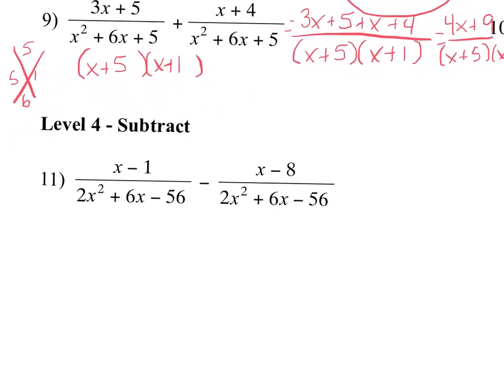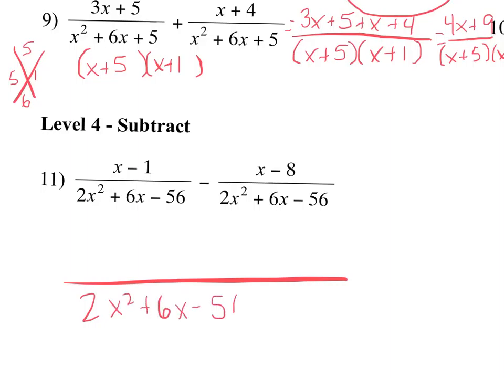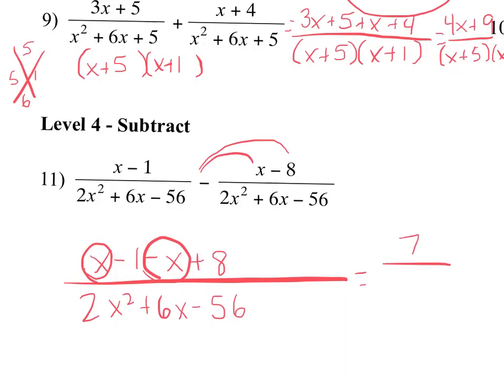Now number 11 is tricky because of the subtraction sign, so you want to make sure you're paying attention as you do this. We've got our common denominator of 2x squared plus 6x minus 56, and on top we've got x minus 1, and then we've got a minus x minus negative 8 or plus 8. So that would give us x minus x cancels out, negative 1 plus 8 gives us 7. On the bottom we could pull out a 2, which would leave us with x squared plus 3x minus 28. And you can leave it in that form.